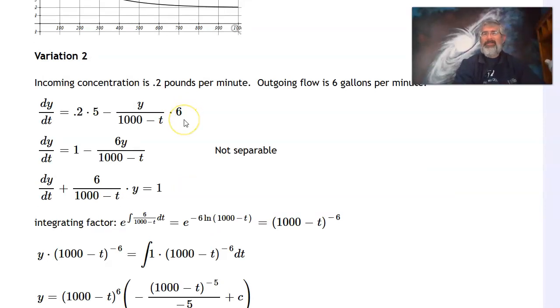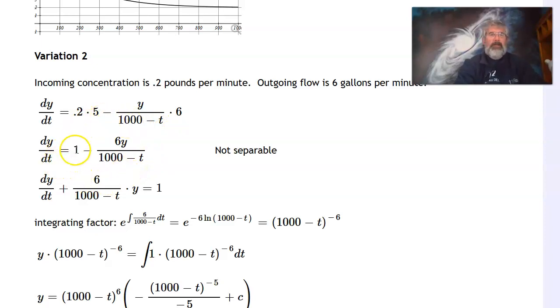Did you notice those 5s just turned into 6? I don't know why, when I initially wrote this up, I had 5s in there, but the outgoing rate is 6 gallons per minute. So here's the concentration going out at a rate of 6 gallons per minute. That's the total amount of flow going out, the rate of flow going out.